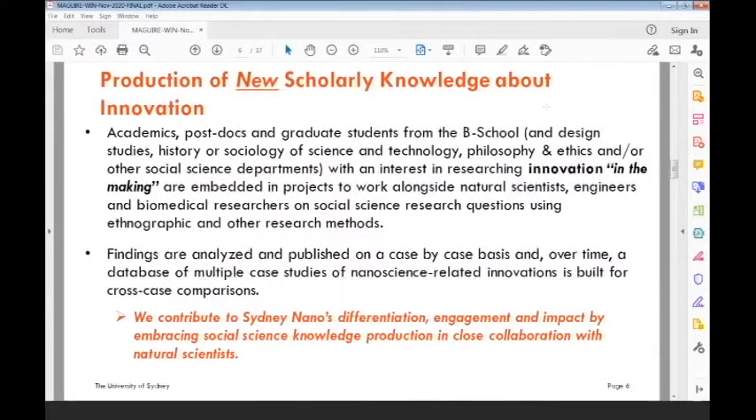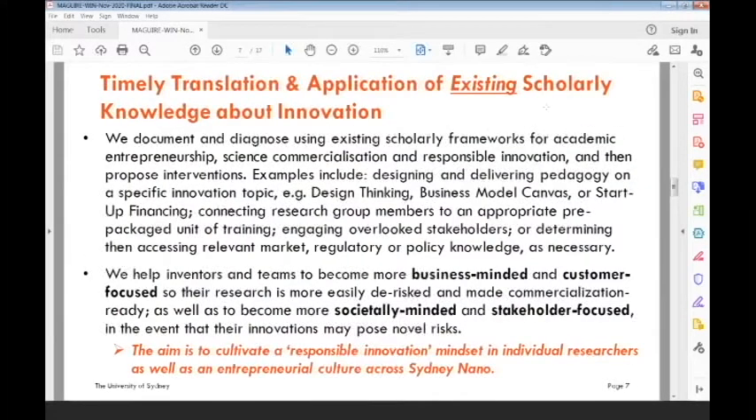What we are doing essentially is studying innovation, so producing new scholarly knowledge by embedding business school researchers, design scholars, ethicists, anyone interested in innovation in the making, embedded in the labs, in projects, working alongside natural scientists, engineers, and biomedical researchers. But while we are studying innovation, we hope to catalyze and contribute to responsible innovation. So contribute to the innovation activities of scientists, engineers, and biomedical researchers.